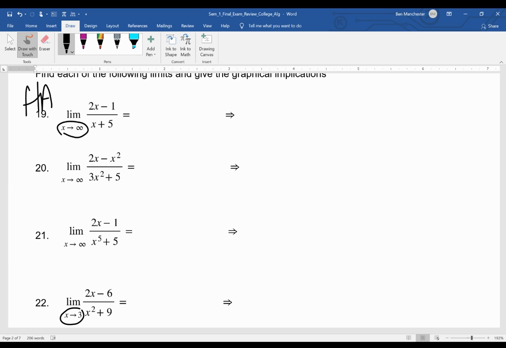So we're looking at whether it's bottom heavy, top heavy, or neutral. This one happens to be neutral, right? There's a 2x on top and an x on bottom. So you look at the coefficients, and the answer is 2, which means we have a horizontal asymptote at y equals 2 as the graphical implication of this. The limit is always going to be a number.